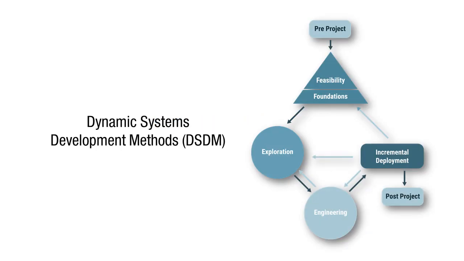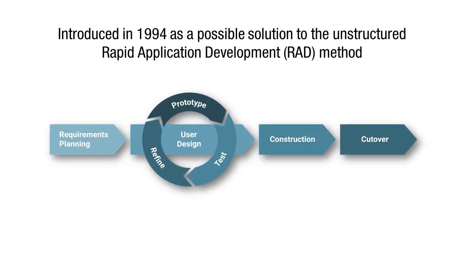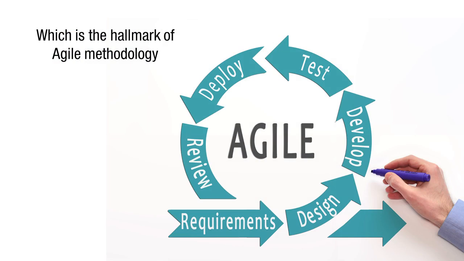In this module, I will introduce you to Dynamic Systems Development Methods, or DSDM. The Dynamic Systems Development Method is a popular Agile method. Introduced in 1994 as a possible solution to the Unstructured Rapid Application Development, or RAD method, DSDM closely follows the Iterative and Incremental approach, which is the hallmark of Agile methodology.